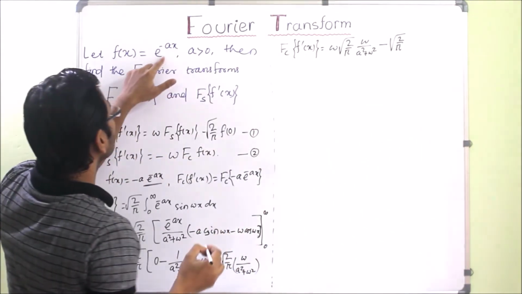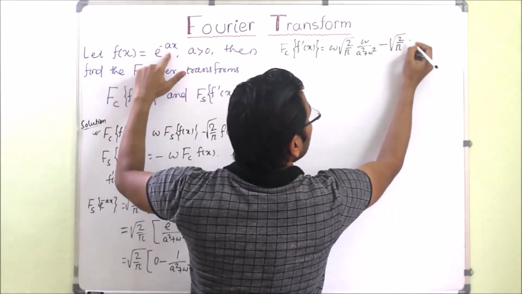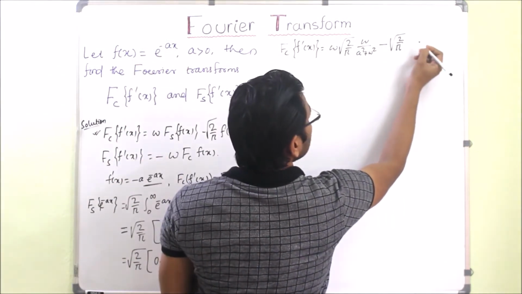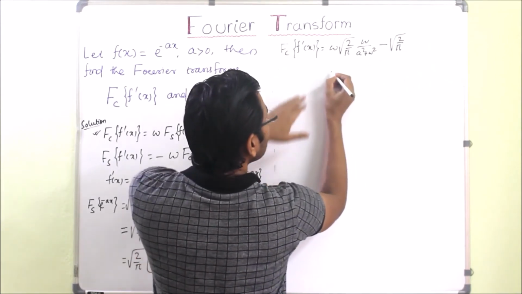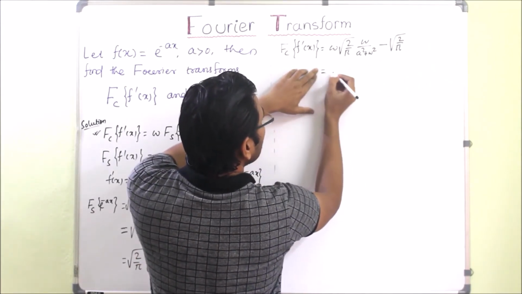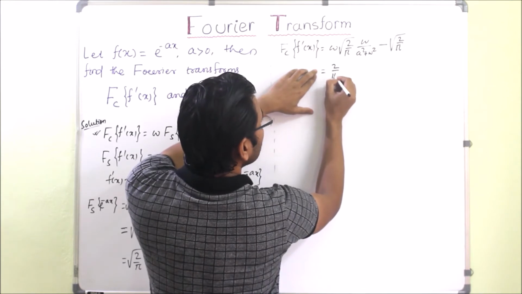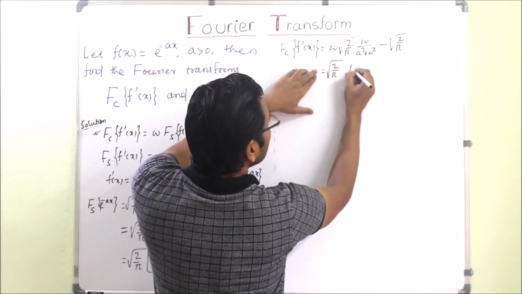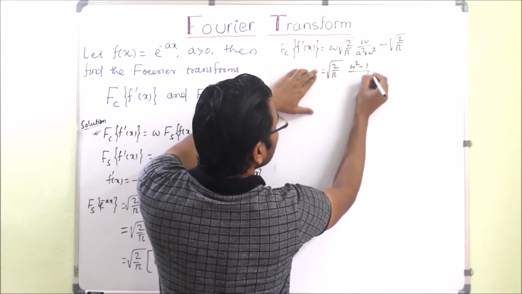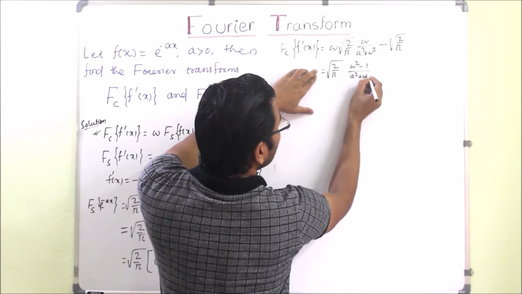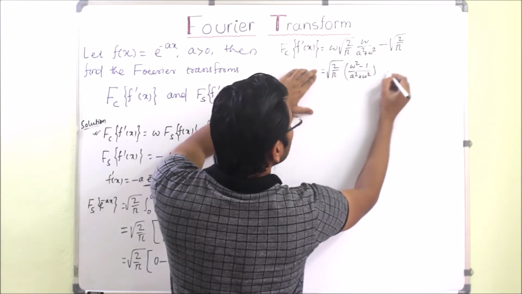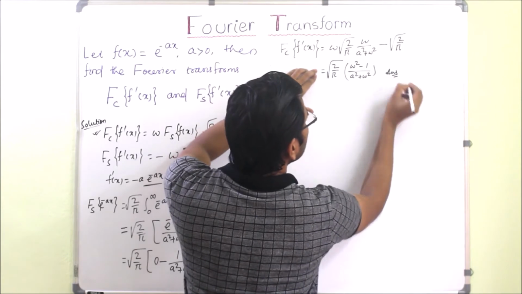So, e to the power 0 will be what? 1. So, simply we have to write square root of 2 by pi. Now, if you take square root of 2 by pi common, then it will be w square minus 1 by a square plus w square. So this will be our answer.